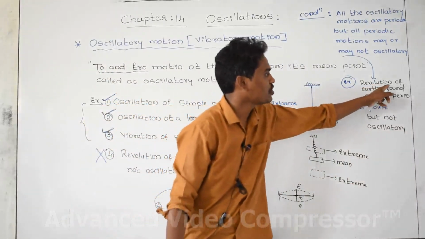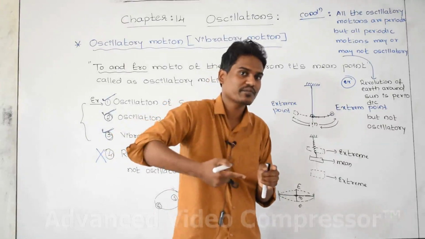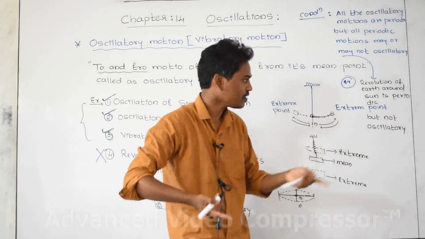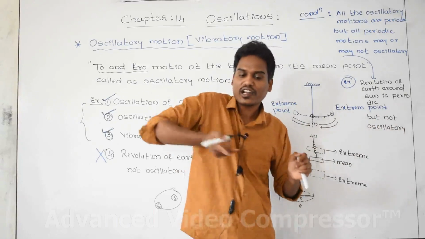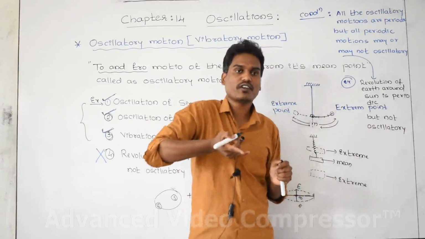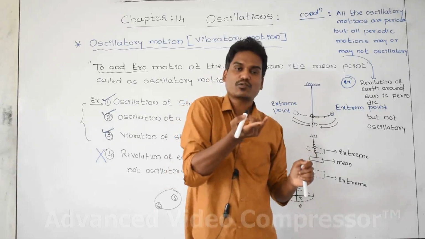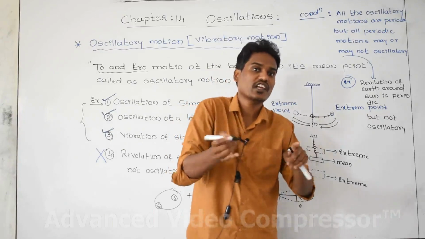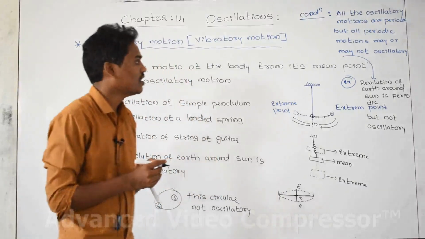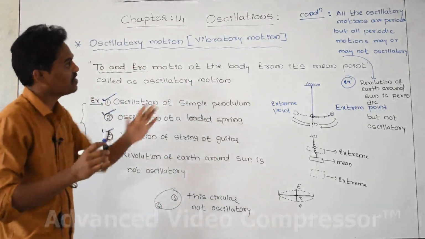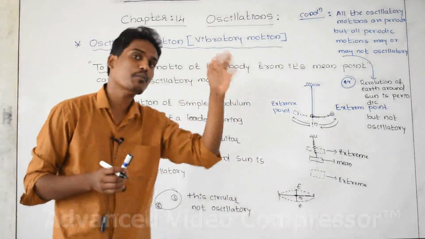Take the example, revolution of the earth around the sun is, yes, periodic. For each and every cycle it is taking the same time and the motion is repeating continuously. It is periodic but not oscillatory, because this is a circular or elliptical motion, and continuously it is revolving. The to and fro condition is not there in the revolution of the earth around the sun. That's why it is not oscillatory, but it is a periodic motion. And here the condition, you remember: all the oscillatory motions are periodic, but all the periodic motions may or may not be oscillatory.